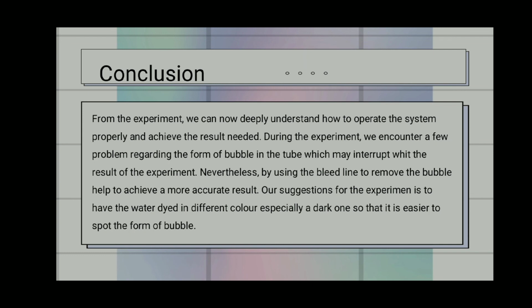Our suggestion for the experiment is to have the water dyed in a different color, especially a dark one, so that it is easier to spot the formation of bubbles.